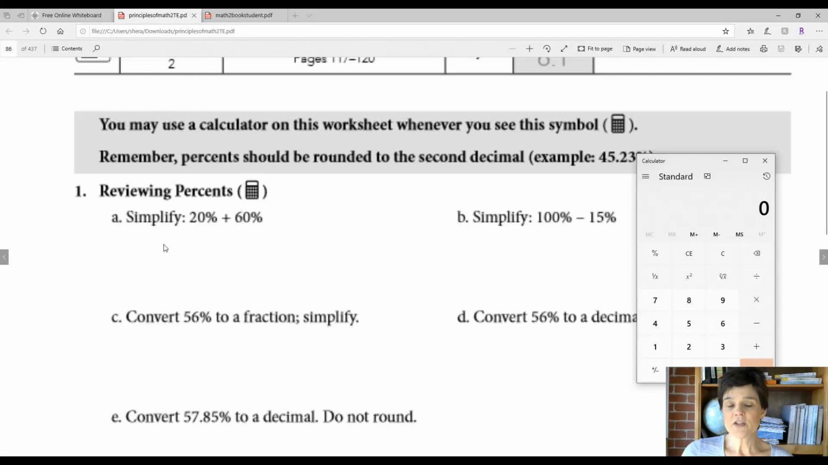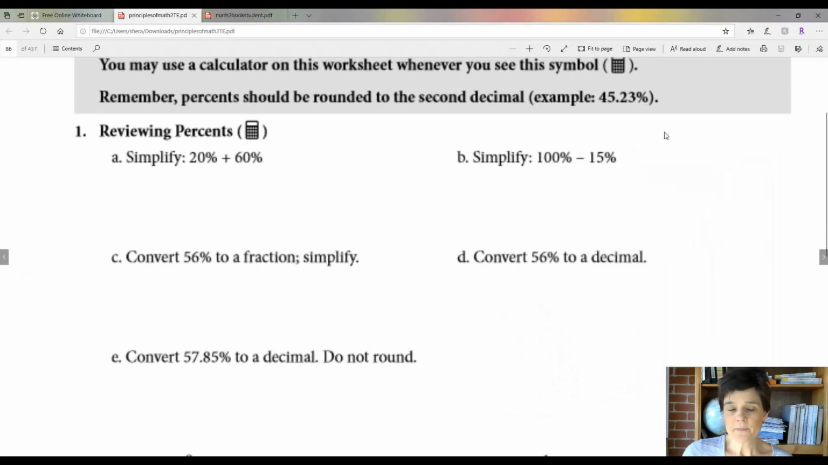Okay, so this says to simplify 20% plus 60%. What you're going to do is just add, because remember, when they're both percentages, you just add. So your answer would be 80%. Remember, when it says simplify, it means just solve this problem. Same thing on B.